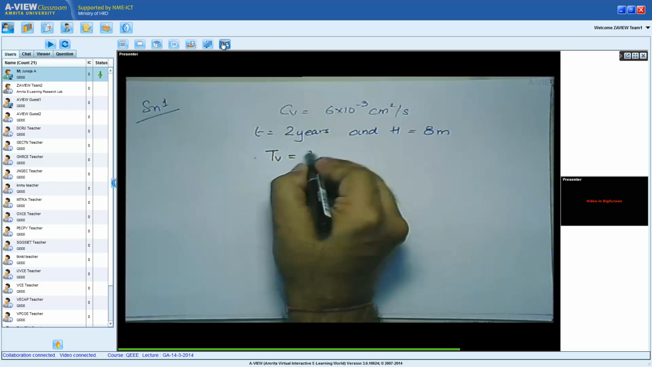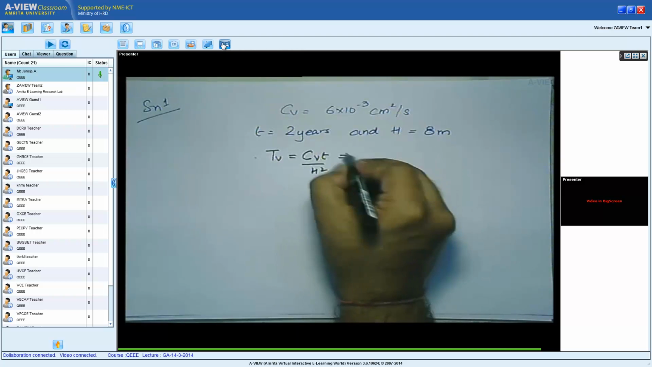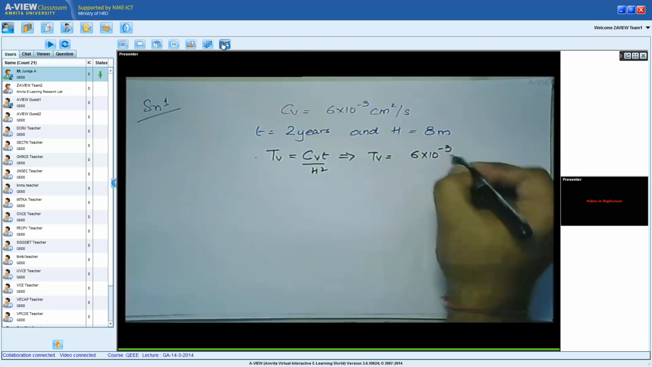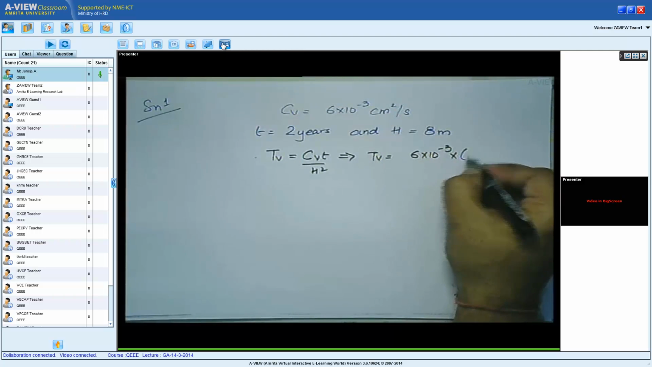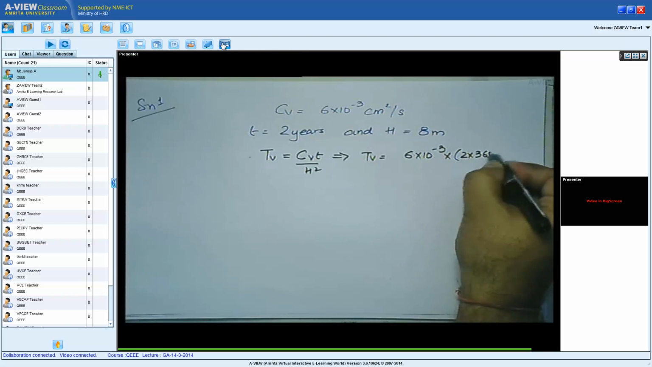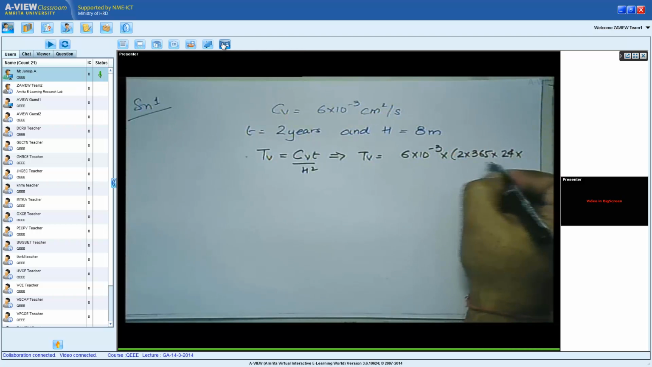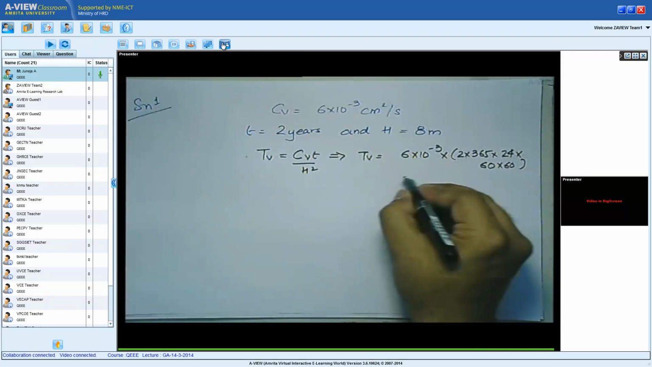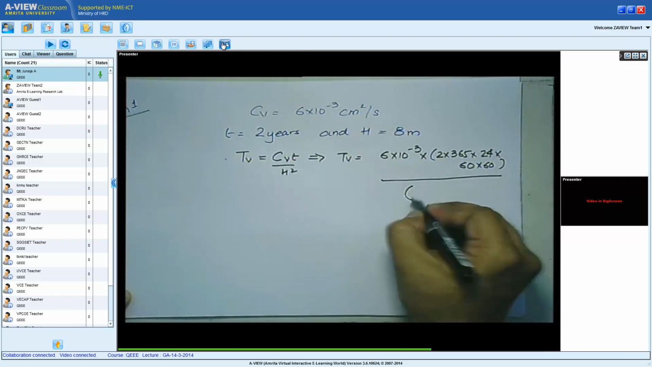TV, if you recall, is CVT upon H square. This implies TV equals CV, which is 6 into 10 to the power minus 3 centimeters square per second, times the time. My time is in seconds, so I have to convert 2 years into seconds: 2 years into 365 days, each day has 24 hours, each hour has 60 minutes and then 60 seconds. That whole thing is the time, the numerator, divided by H square.